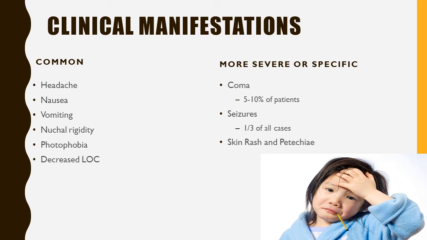More severe clinical manifestations include coma and seizures. Coma is associated with poor prognosis and occurs in 5 to 10% of patients, and seizure occurs in 1/3 of all cases. A common manifestation specific to meningococcus is skin rash and petechiae.